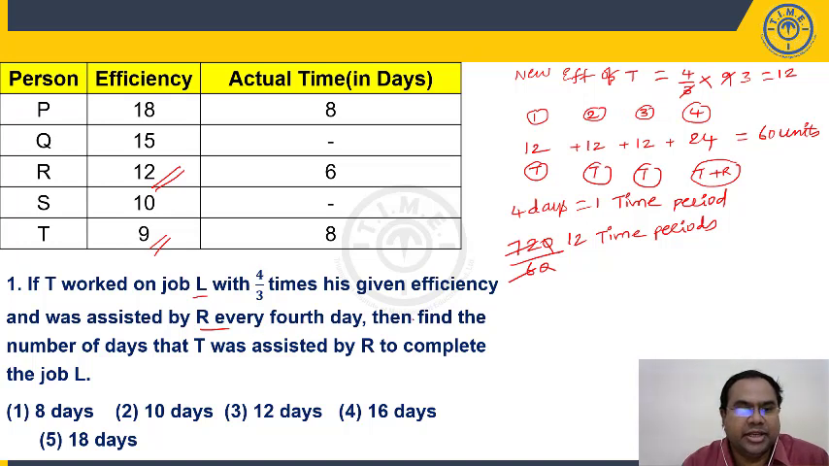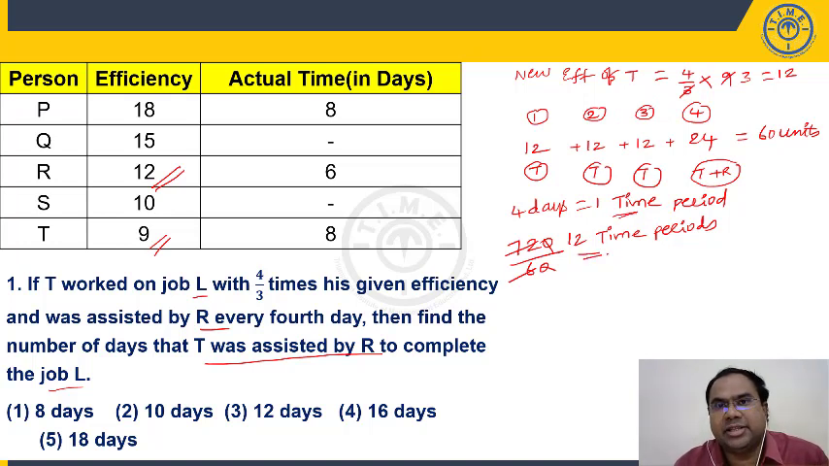But what is the question here? Just look at the question. Find the number of days that T was assisted by R to complete the job L. Now T was assisted by R on every 4th day. Like these 4 days we are taking as one time period, work is completed in how many such time periods? 12 time periods. That means in one time period, T is assisted by R one time. 2 time periods, 2 times. 3 time periods, 3 times. 12 time periods, 12 times.